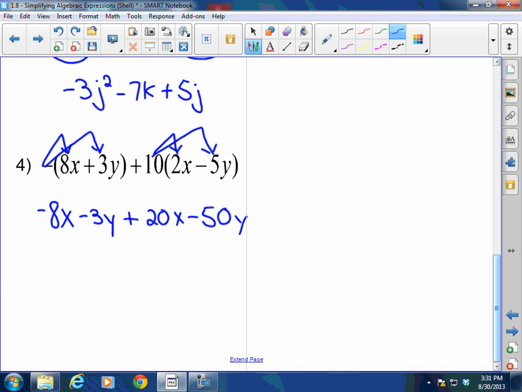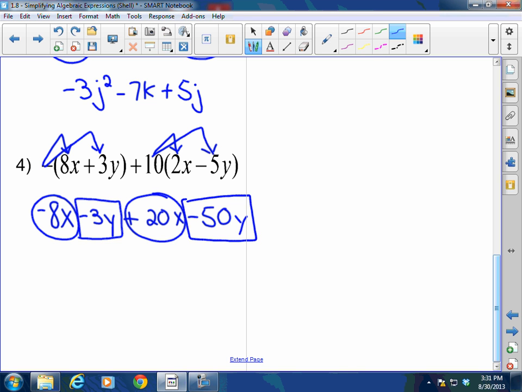Now, let's go ahead and combine like terms. I've got negative 8x and positive 20x. I've got a negative 3y and a negative 50y. Negative 8x plus 20x, that's 12x. Negative 3y minus 50y, signs are the same. You add and keep the sign. That's negative 53y. And that's it. You are done.